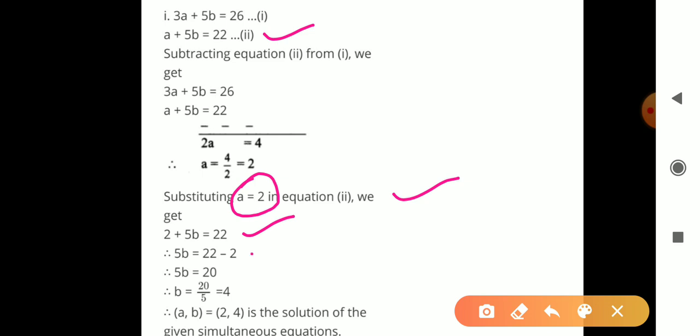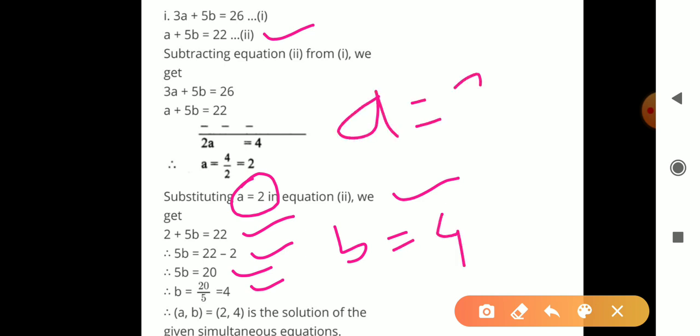This plus 2 becomes minus to the right side, so 5b equal to 22 minus 2, so 5b equal to 20, and 5 becomes divided to 20, so b equal to 20 divided by 5, and answer becomes 4. So here we get the value of b is equal to 4, and we know a equal to 2. So this is the solution of the equations, that is a equal to 2 and b equal to 4. So a comma b equal to 2 comma 4 is the solution of this simultaneous equation.